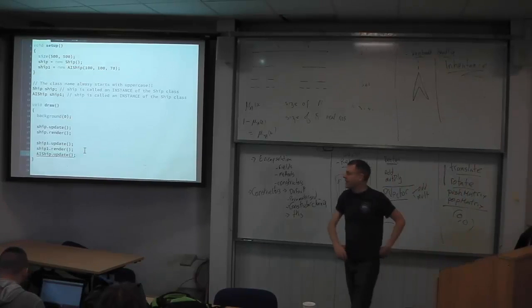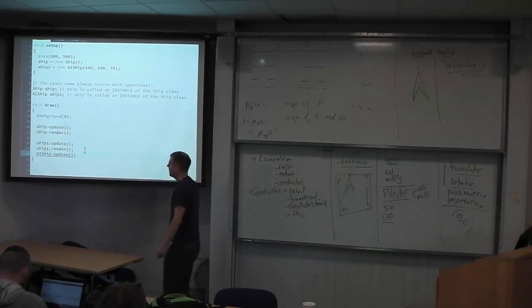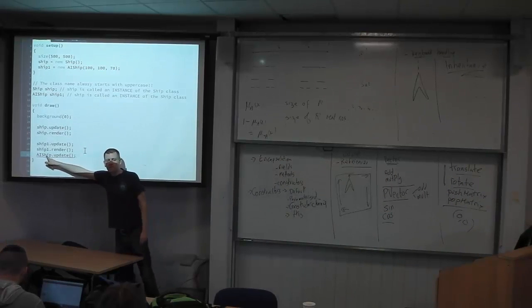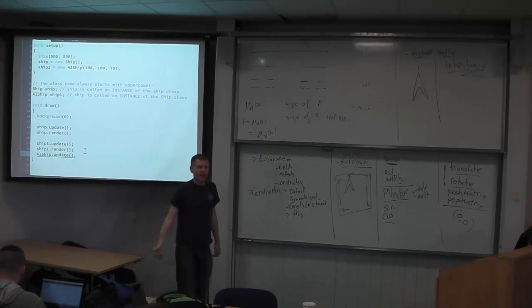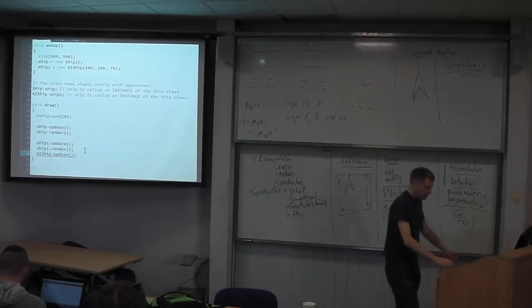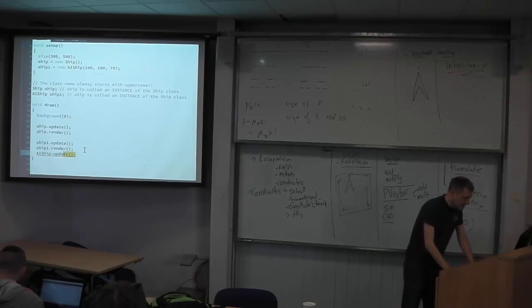Remembering, by the way, just when I was looking around, you can't just do that, AI ship.update, because AI ship is a type. We need to call the update method on an instance of the class as opposed to the type of the class. So you need to create the instance and call the method on it. So anyway, what's going to happen now is the ship just goes straight up.